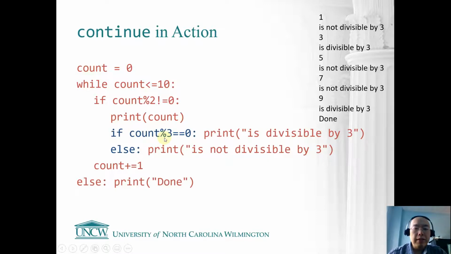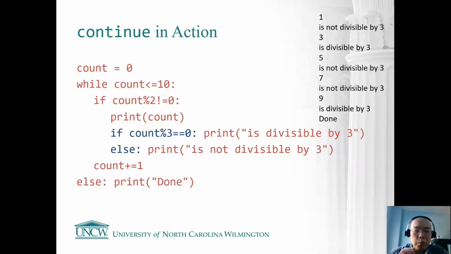And if this number is evenly divisible by 3, we print this number is divisible by 3, and otherwise we print this number is not divisible by 3. And then we increase the count by 1. Okay, so the process is we want to visit all the odd numbers between 0 to 10. After we have found an odd number, we check and tell whether this number is evenly divisible by 3 or not. Okay, and for this version of the code, I'm not using the continue.